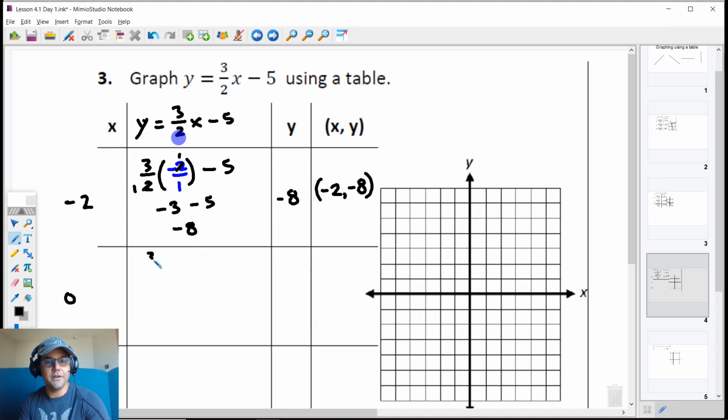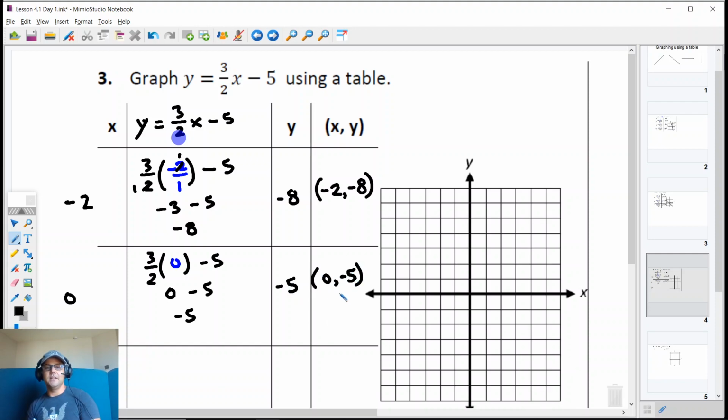Now again, the 0 is the easiest one. That's why we select it. Because 3/2 times 0 is just a 0, and 0 subtract 5 is just -5. Remember, our goal is to make a beautiful line, which is a linear equation. In the previous sections, it was called a linear function. Because again, each input only has one output.